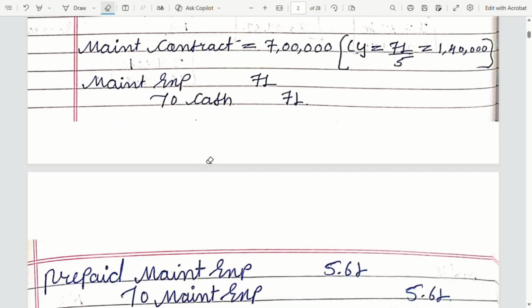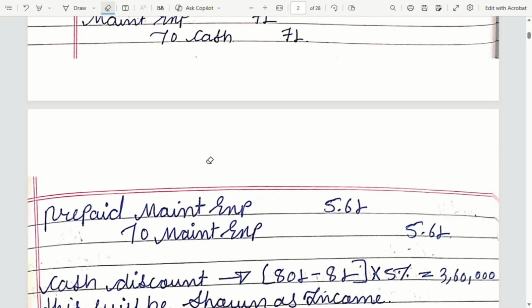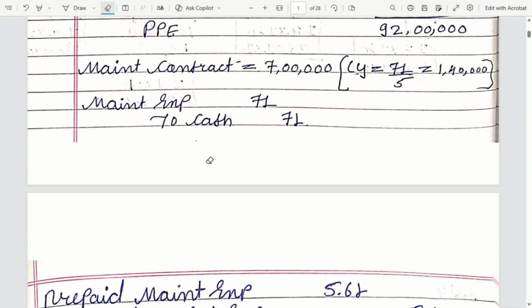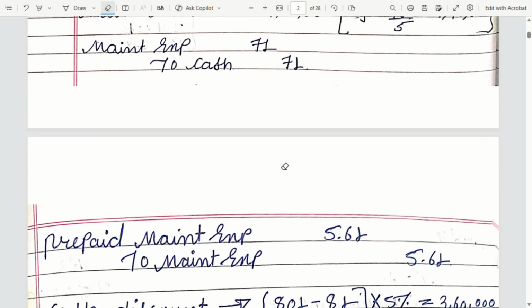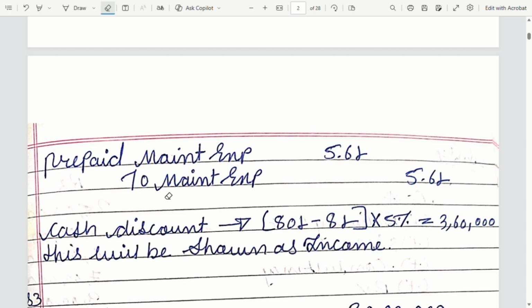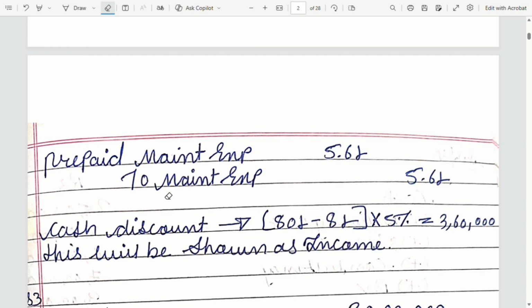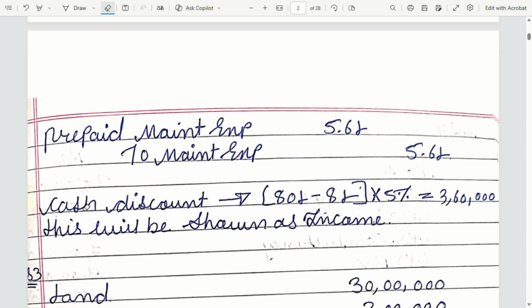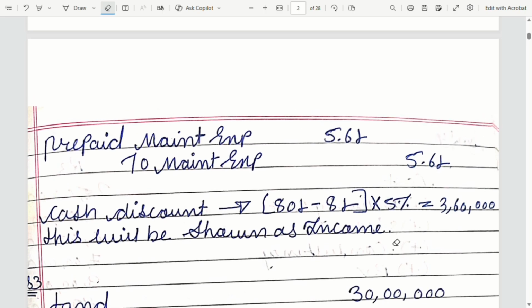So this is the entry which we have made for the maintenance cost. And see, we have paid this much, but among this we have prepaid for the remaining 6 months. So that will be our prepaid expense. So that will be an asset for us. Okay. Cash discount of 80 lakh minus 5%, that is 8 lakh into 5%, 3 lakh 60,000. This will be shown as an income in P&L.